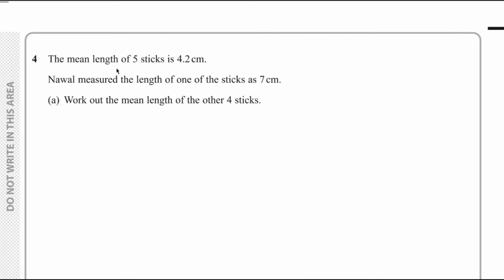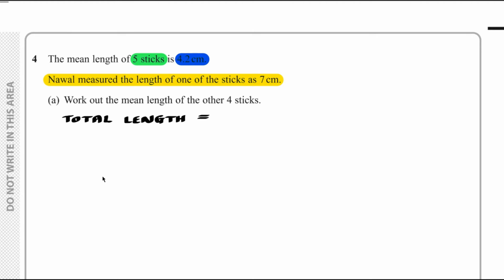Question number 4. The mean length of 5 sticks is 4.2 centimeters. Nawal measured the length of one of the sticks as 7 centimeters. Part A, we have to work out the mean length of the other 4 sticks. We can find the total length of all 5 sticks by multiplying the number of sticks by the mean. So the total length is equal to 4.2 multiplied by 5, which is equal to 21. So the total length of all 5 sticks is 21 centimeters.